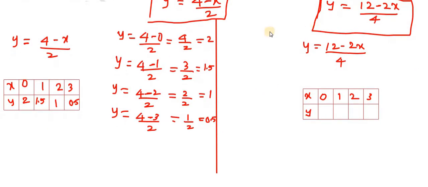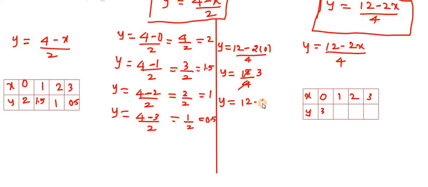Next, here also we need to do the same. So here y is equal to (12 minus 2 into 0) divided by 4. 2 into 0 is 0. So here 12 by 4. 4 ones are 4, 4 twos are 8, 4 threes are 12. So 0 comma 3.